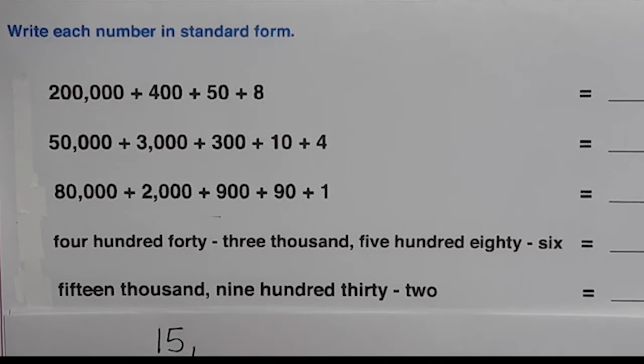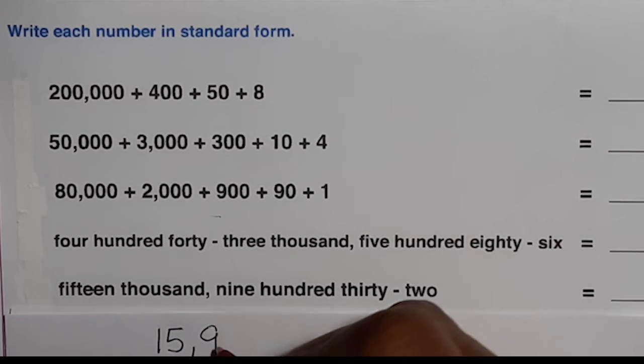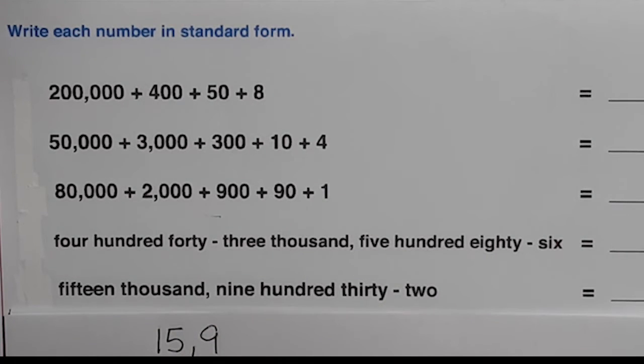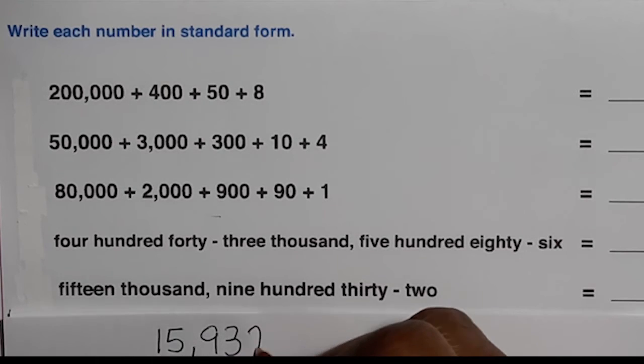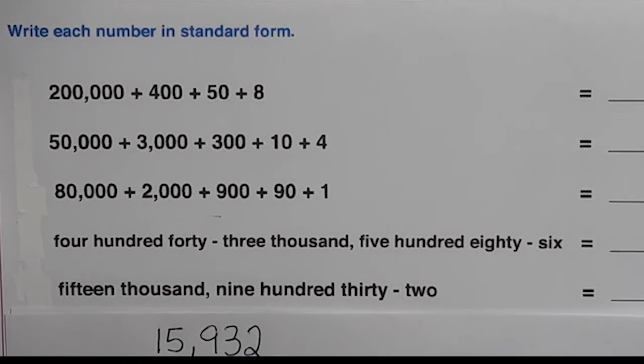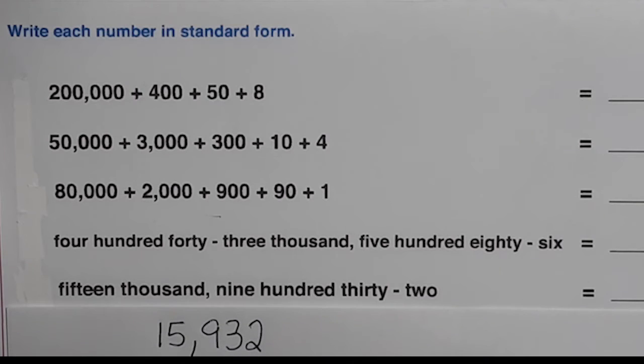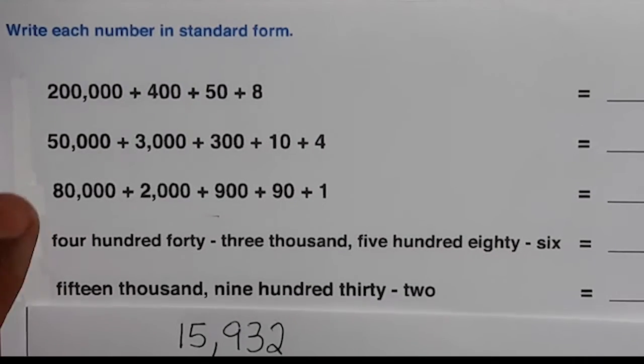So the next part of the written format says 932. So you write 9. It's in the hundreds place. 30, we would write a 3 because it's in the tens place. And 2 because it's in the ones place. So your answer would be 15,932. So 15,000, 932.